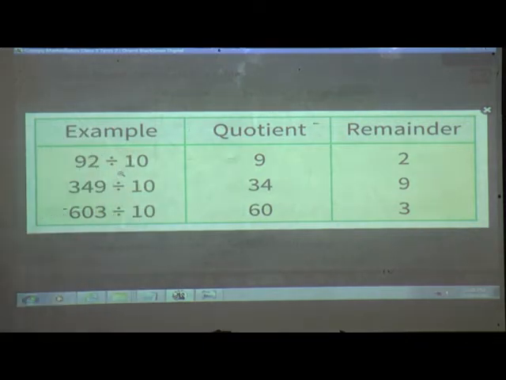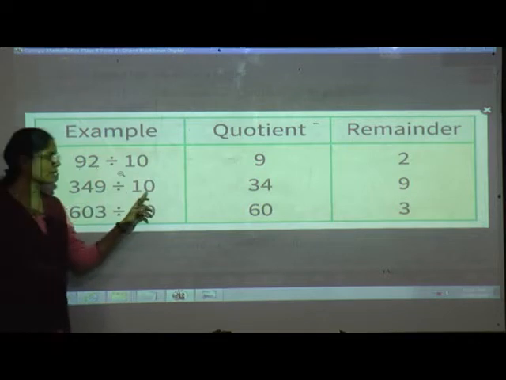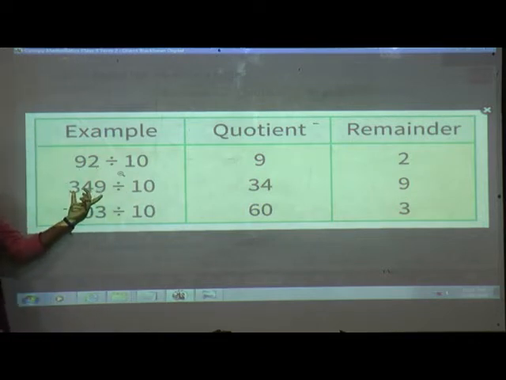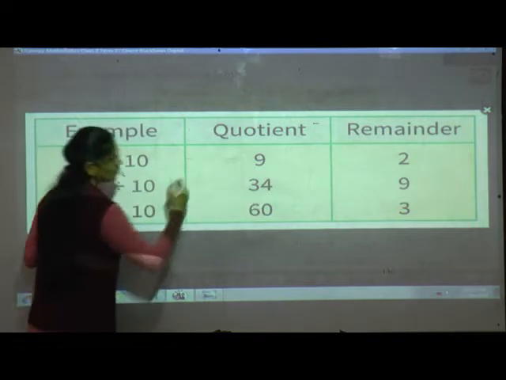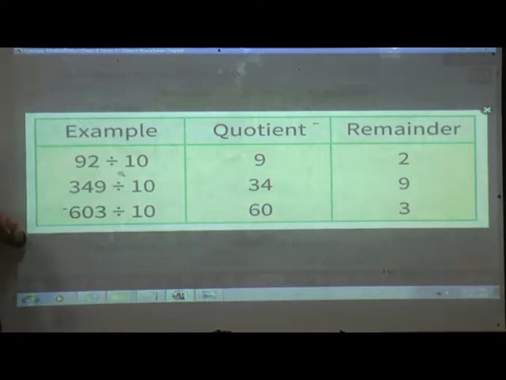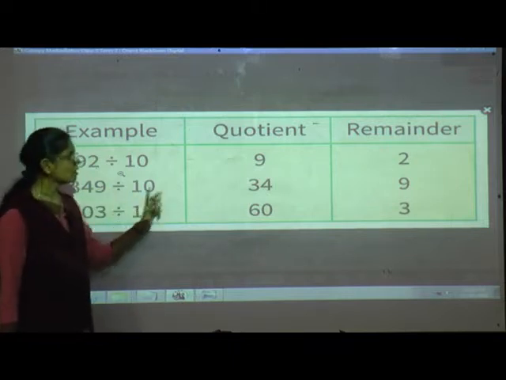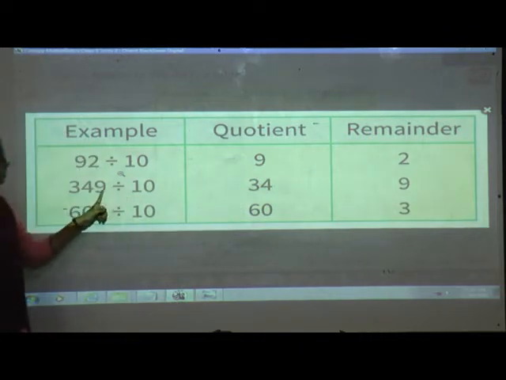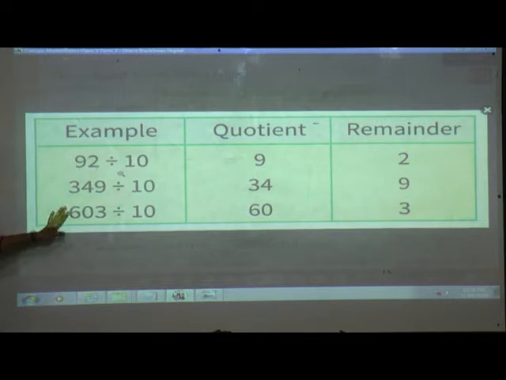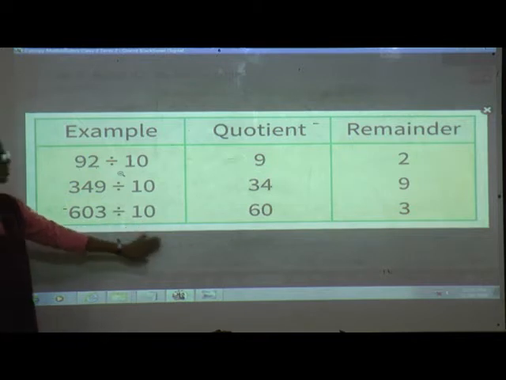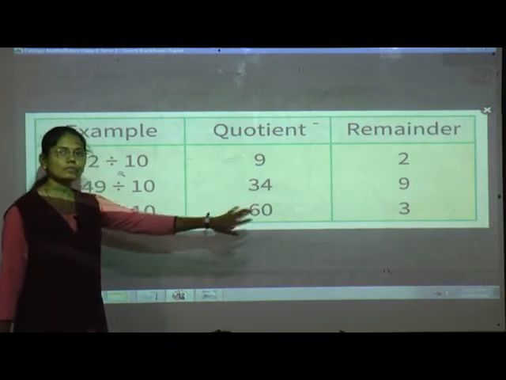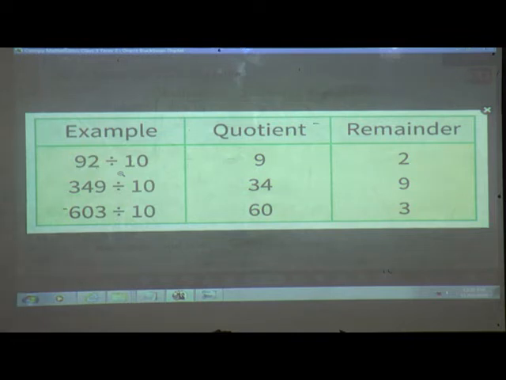Now we will move to the second example. Which second example have we seen? 349 divided by 10. After solving this example, we got the quotient 34 and the remainder 9. See the numbers carefully. 349 by 10, quotient 34 and remainder 9. Then in the third example, 603 by 10, we got the quotient 60 and remainder 3. Now from this table, see the table very carefully.